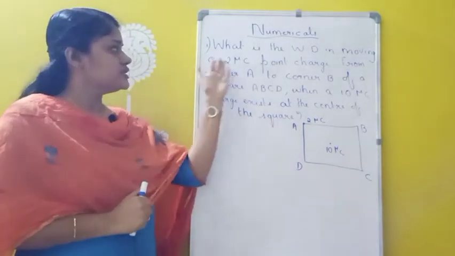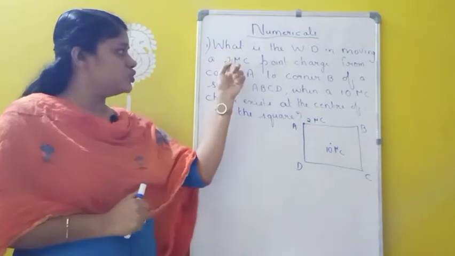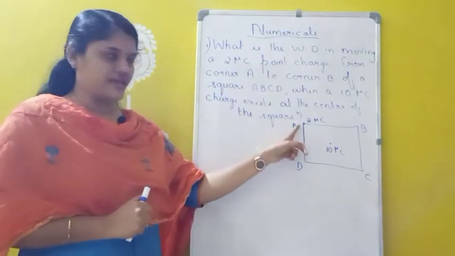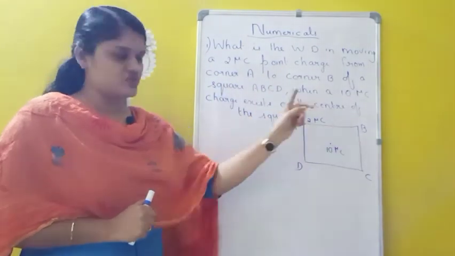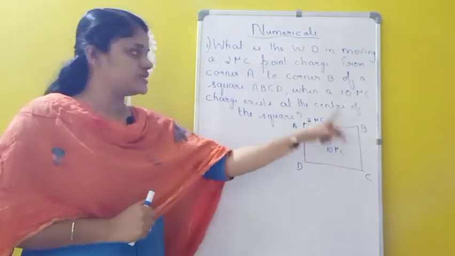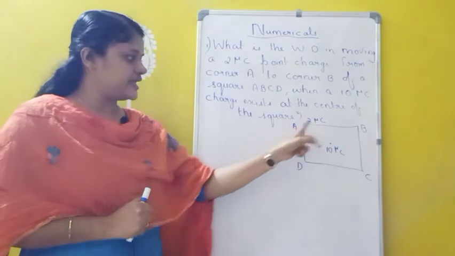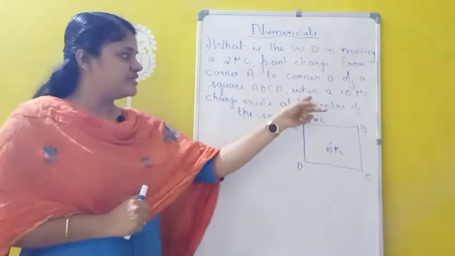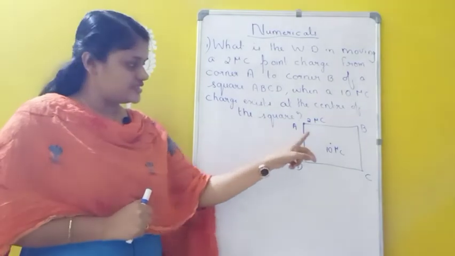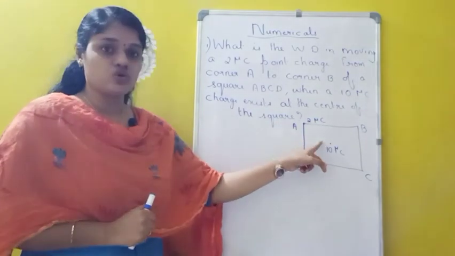So first one, what is the work done in moving a 2 microcoulomb point charge from corner A to corner B? So we have to move the 2 microcoulomb charge from corner A to corner B of a square ABCD when a 10 microcoulomb charge exists at the center of the square. So at the center of the square we have a 10 microcoulomb charge.